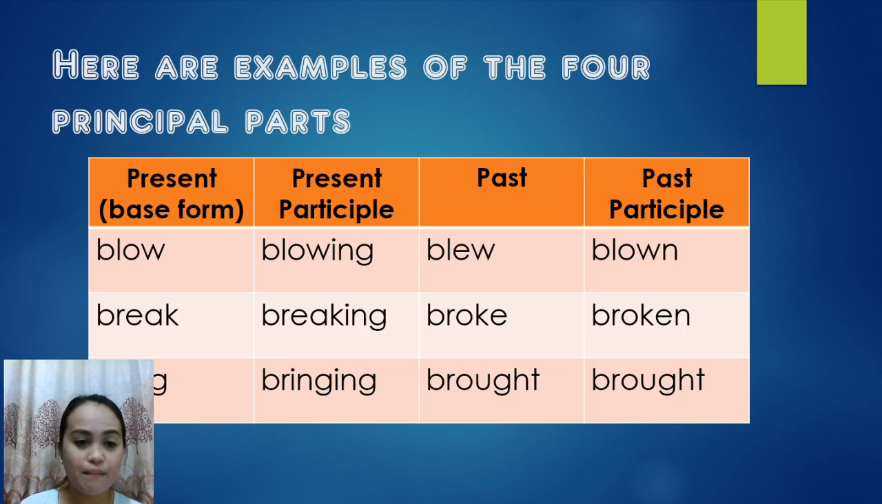Okay, the last example is bring, bringing, brought, and brought. This verb is an example of irregular verb. It also changes in spelling. And also, you can see the past participle is the same as the past form. Brought, brought. It means that it retains the spelling.